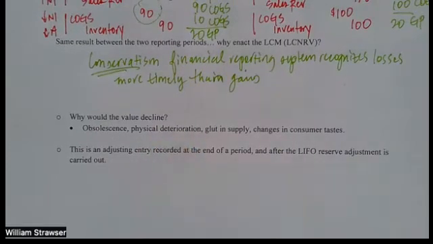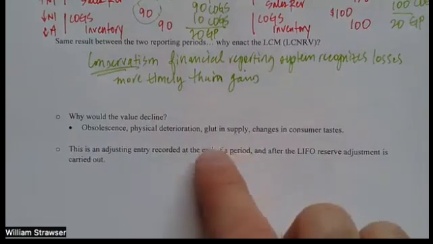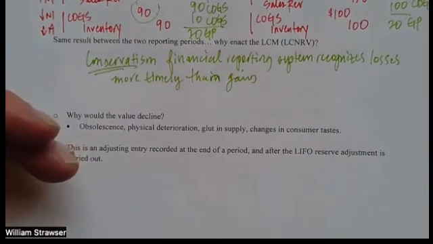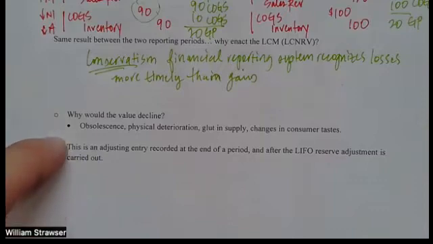But anyway, when 13 comes out, 12 will drop in price. Physical deterioration, maybe the inventory has been sitting there so long that no one really wants to buy it. A glut in the supply, so there's so much of it that the market price drops. We have more supply than demand, prices drop. Changes in consumer tastes. Garmin was the greatest GPS until Apple had an iPhone that had GPS on it, and it was like, who cares about Garmin anymore? So for all these reasons, inventory value can decline.